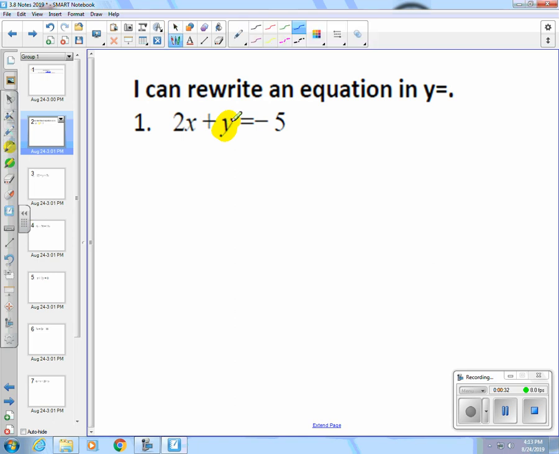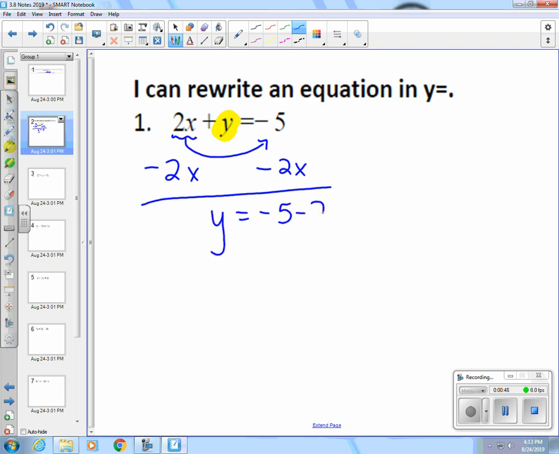So you have to think about moving this 2x over to the other side. Well, in order to do that, we're going to subtract 2x on both sides. That leaves me with y equal to negative 5 minus 2x. If you want to write that as y equals negative 2x minus 5, that's fine. That'll be our final answer. That's all the more we can do. All we had to do was move that 2x over.